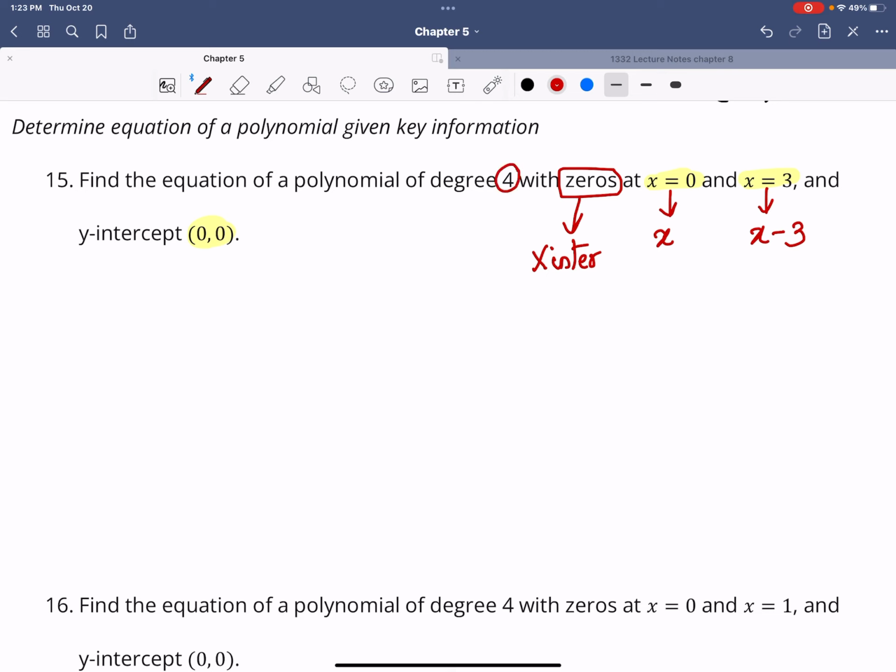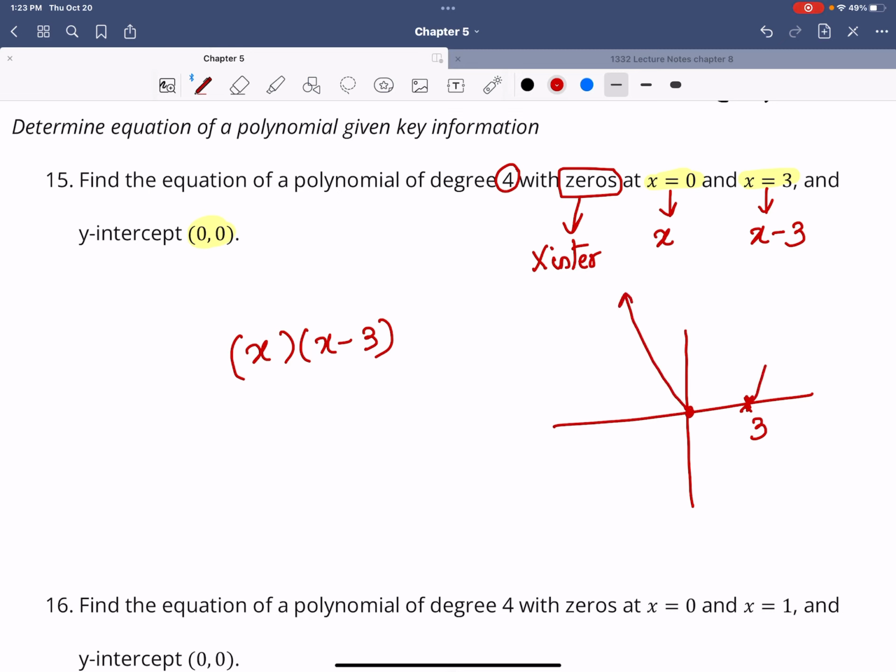What's my highest power? 4. So let me write that down. X times x minus 3. So the highest power should be 4. And the intercept is 0, 0. So this is my 3, this is my 0, 0. It's an even graph, so both ends are going up. Do you see that? And my y-intercept is also 0.